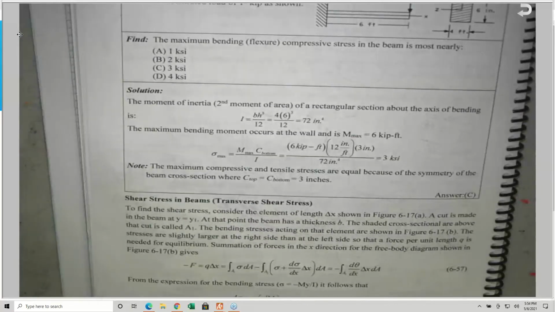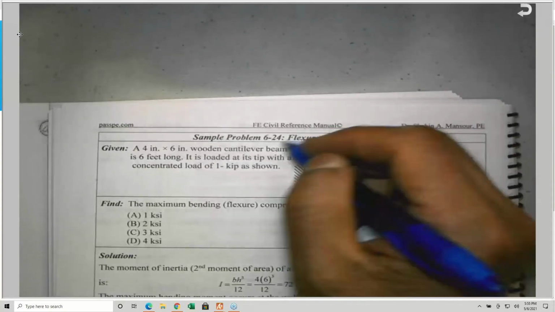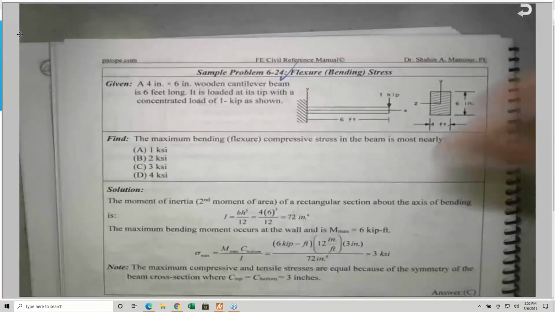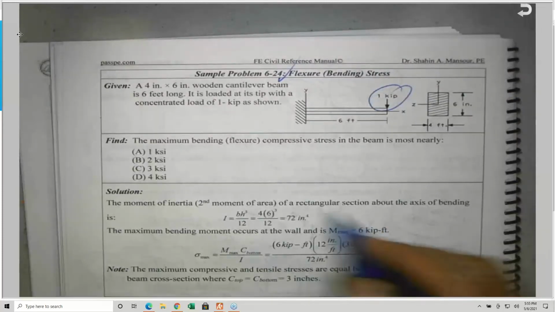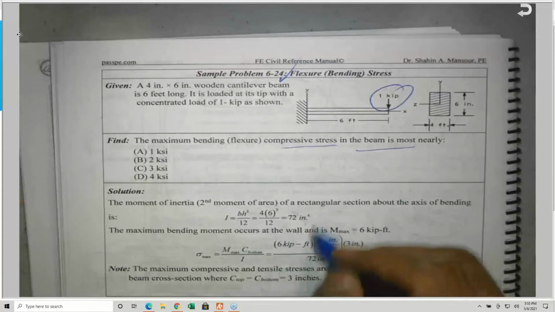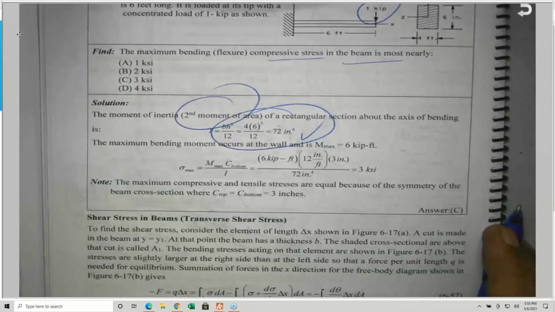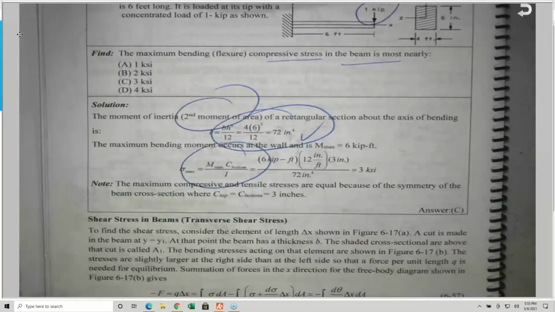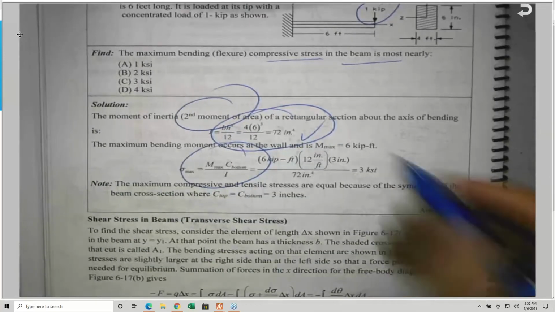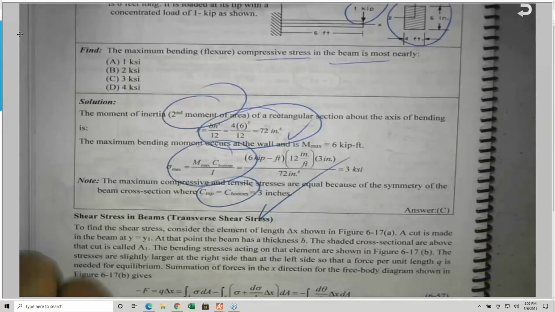Let's move on. Here is another one. This is an easy one. Okay, cantilever beam. It does have a concentrated load. The maximum bending or flexure stress in the beam, BH cubed. This is an easy one because this is the second moment of area, and sigma is equal to MC over I. C is the same, C top and C bottom, because this is a symmetrical section. And here it is. I try to write as much as I can.